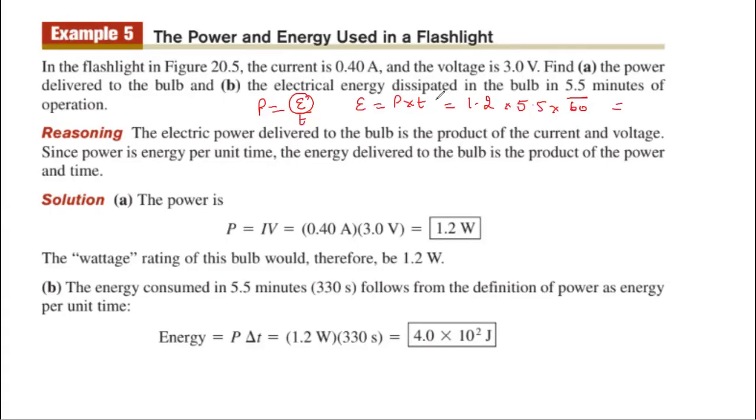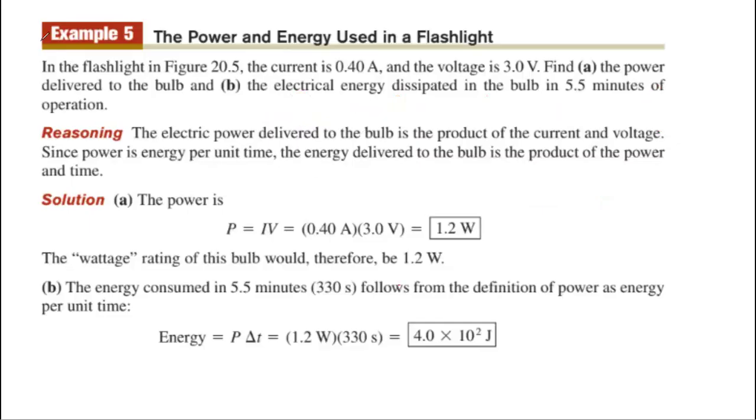Let me punch in the numbers for you. 1.2 times 5.5 times 60, it gives me 396, okay? Or simply you can write 3.96 into 10 to the power 2, or you can just write 396, it's your wish. And because this is energy, it is measured in joules, right?